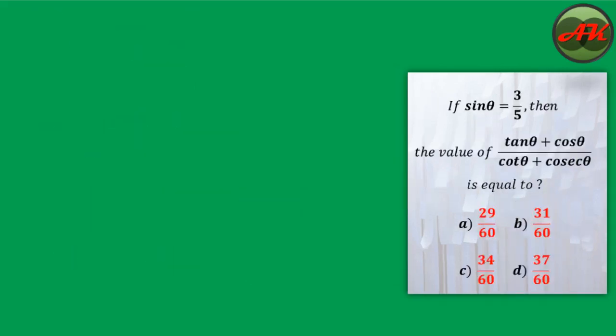So now the next problem: sin theta is equal to 3 by 5. Sin theta is perpendicular by hypotenuse, so from this we can write base as 4 here. They are asking for tan theta plus cos theta divided by cot theta plus cosecant theta.